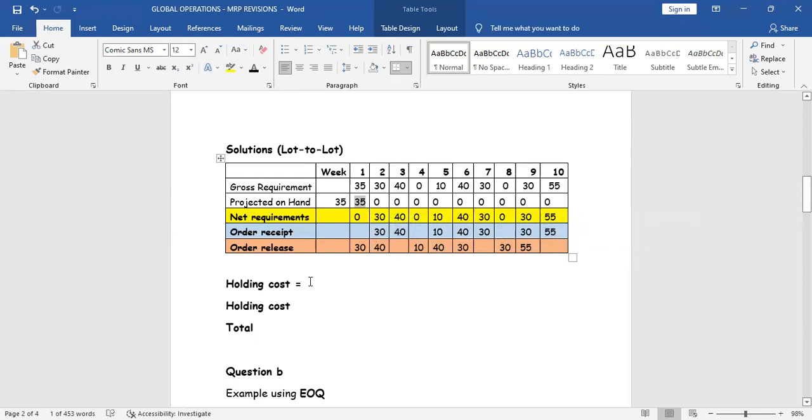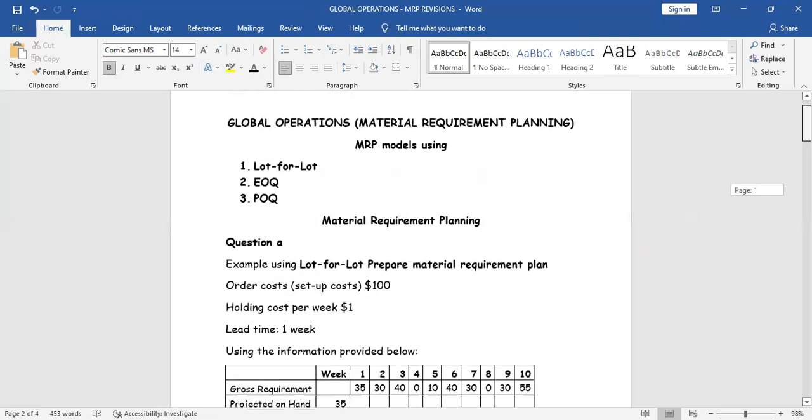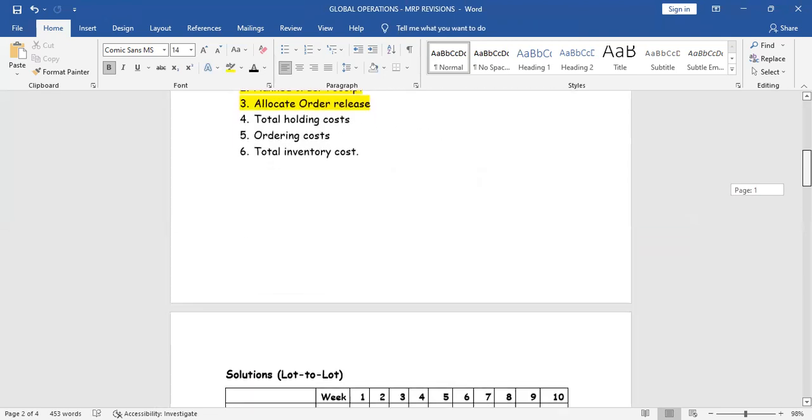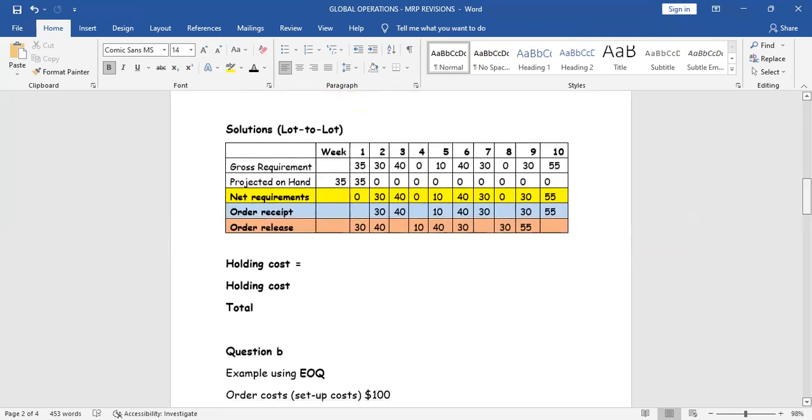So here, the holding cost will be, how much is the holding cost? The holding cost per week is $1. So the holding cost will be $1 here multiplied by 0. Why are we multiplying by 0? We did not hold any inventory. The 5 was just flowing from the previous weeks. It's not coming from week 1. No, it's coming from elsewhere. So there we have $0. And then we need to calculate the ordering cost.